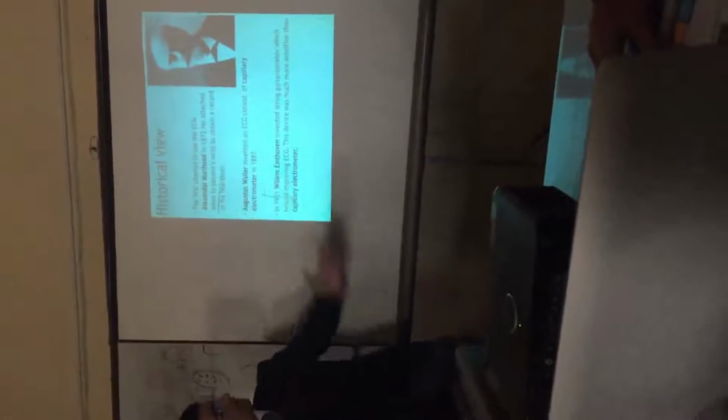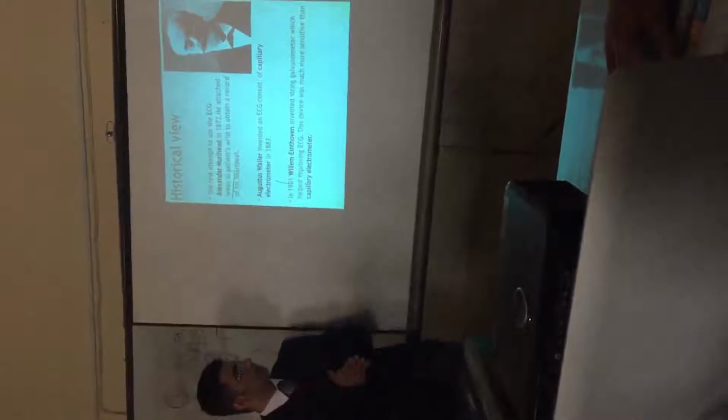Now to the boring part, I know it's going to pass, don't worry: the historical view. The first scientist to attempt to use the ECG was Alexander Muirhead in 1872. What he did was attach wires to a patient's wrist to obtain a record of his heartbeat. Then many scientists followed. One of them was Augustus Waller. He invented an ECG consisting of a capillary electrometer in 1887. Then an initial breakthrough came from William Einthoven. He invented a string galvanometer which helped in improving the ECG.